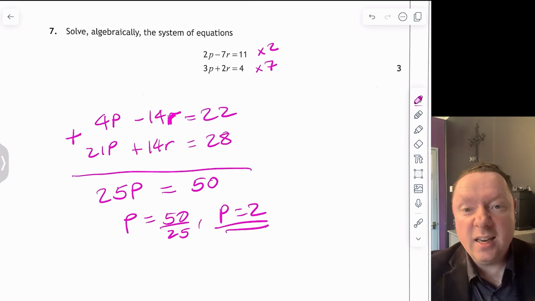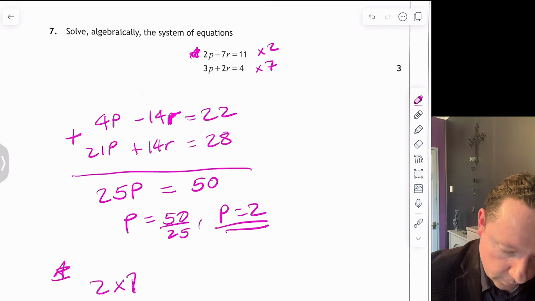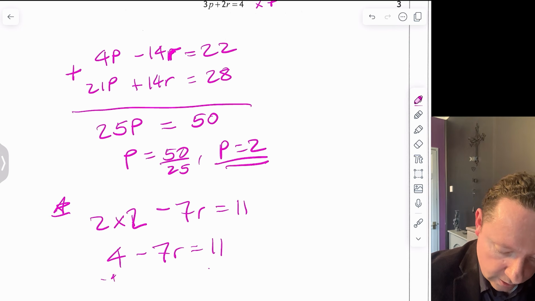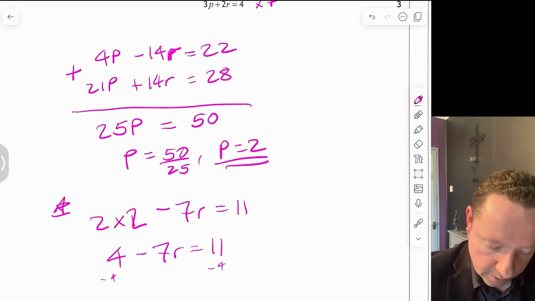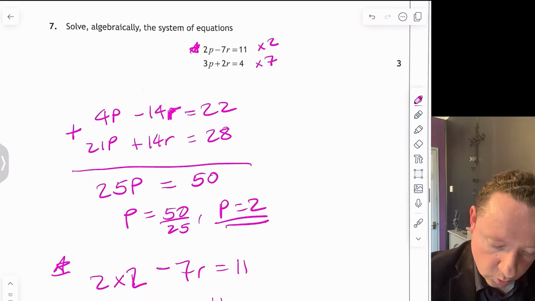And now you just sub into any equation you want. I usually just pick the first one. So picking the first one, we've got 2p, 2 times 2, minus 7r equals 11. So that's 4 minus 7r equals 11. 11 minus 4 then, taking away 4 from both sides, 11, 10, 9, 8, 7. You get minus 7r equals 7. So r is minus 1. No other statement to make for this question, so we're done there.